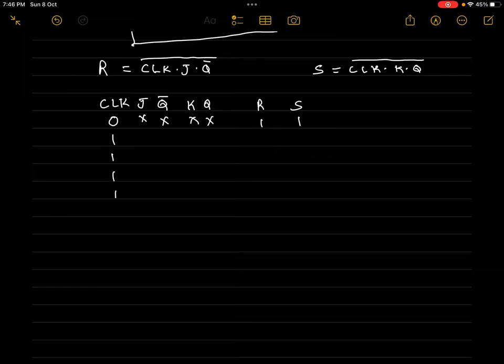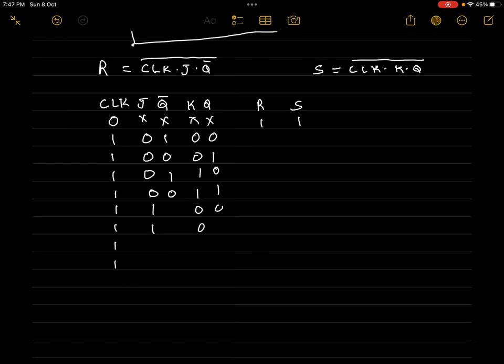And at that time, JK should have 0, 0 value. And at that time, Q will be either 0 or 1. Therefore, Q bar is equal to 1, 0. Then, the next possible value of JK is 0, 1. At that time, Q should be 0, 1. Therefore, Q bar will be 1, 0. Again, the next possible value of JK is 1, 0. At that time, Q should be 0, 1. Therefore, Q bar should be 1, 0.